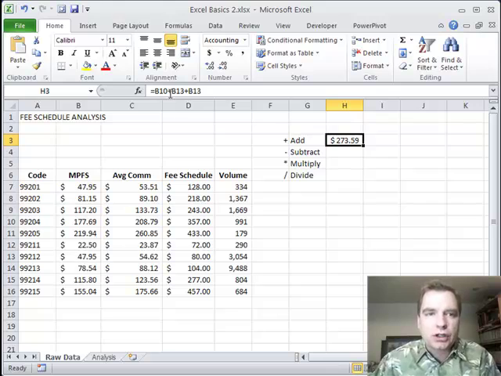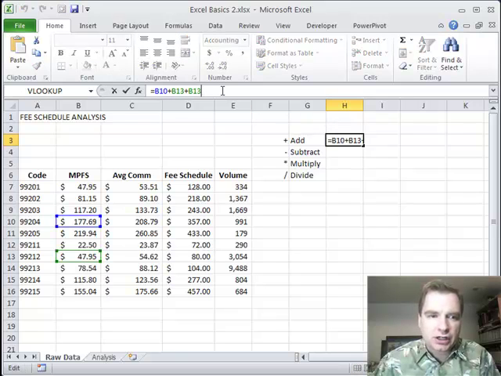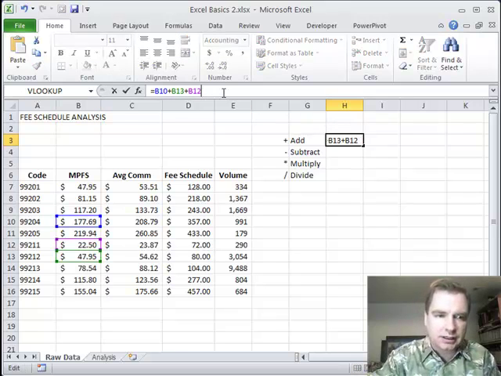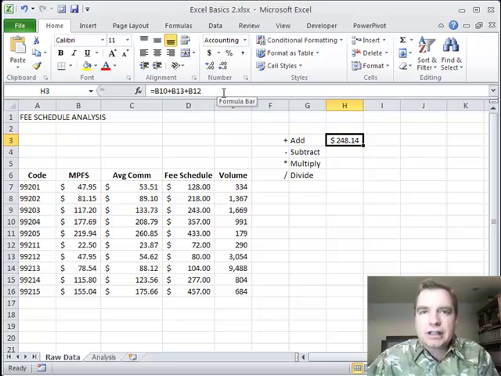Add's really simple. You start the formula with an equals. You just list the cells you want to add, and you can say equals that plus this. And then if you want to change and say, no, they're not going to get that one this time, they're going to get that one instead, it's really easy to do addition in Excel.